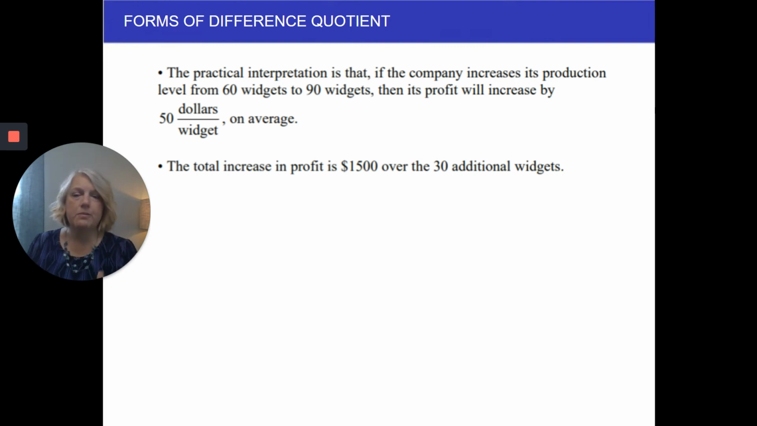That may or may not happen. Think back to the 3 examples we had on the slide with the car. It may be increasing slower. It might be concave up. It may be concave down. There's different things that could be happening with this function as it works through the problem. But on average, you would gain about $50 per widget. So our total increase in profit, which is simply P of 90 minus P of 60, is going to be the $1,500. We gained $1,500 over the 30 additional widgets.